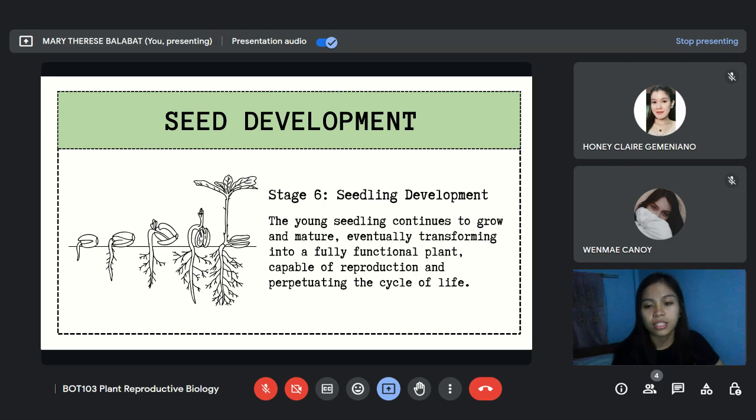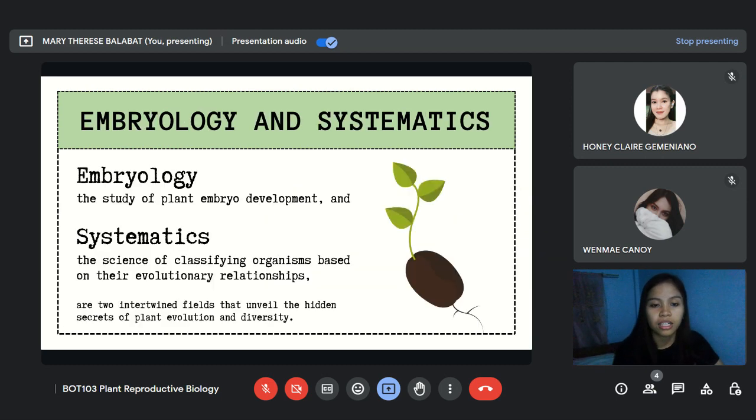Embryology as a tool for systematic studies. I have listed here four: homologous structures, synapomorphism, heteroblasty, and comparative embryology. So the first one is homologous structures. Embryonic features shared by different plant groups can indicate shared ancestry. For example, the presence of two cotyledons in most flowering plants suggests a close evolutionary relationship between these groups.